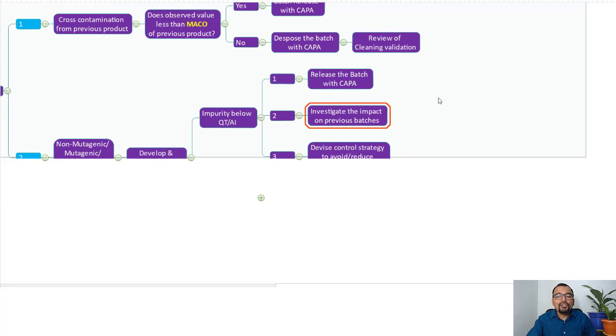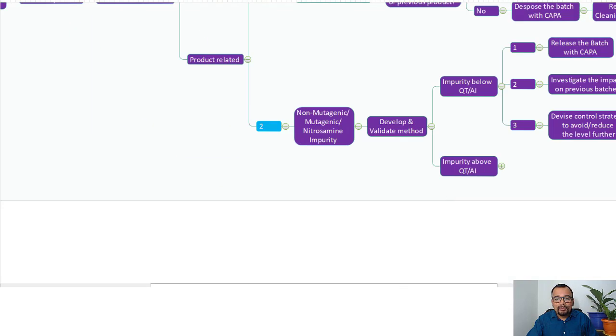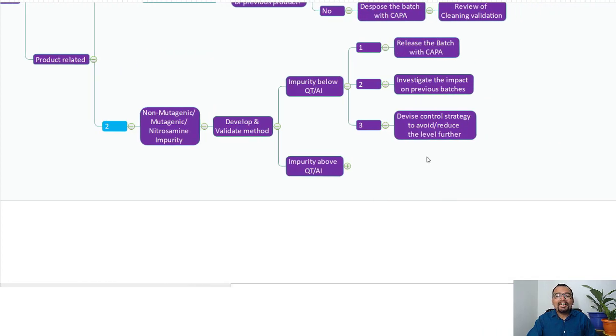Then devise the control strategy to avoid or reduce the further level of impurities in the next batches. So is it possible to further minimize the content of the newly identified impurities? If the answer is yes, probably you have to revise your manufacturing processes.